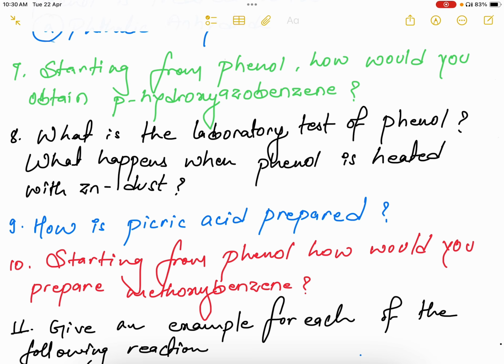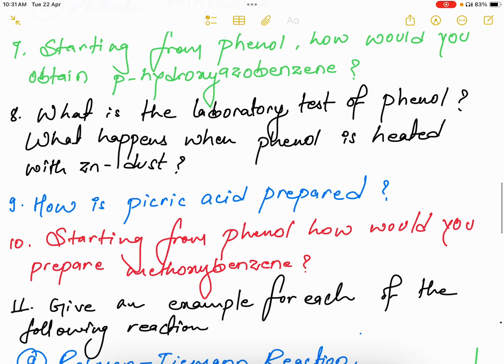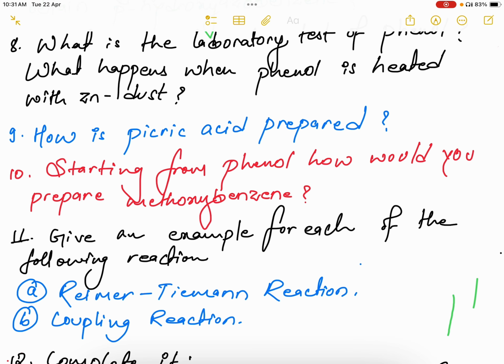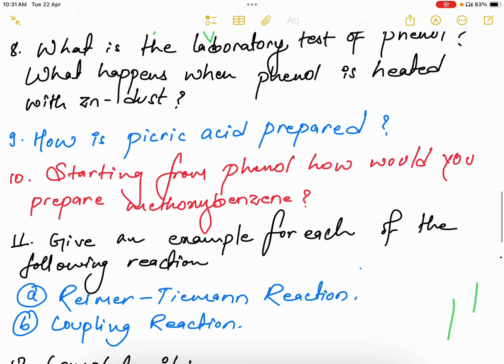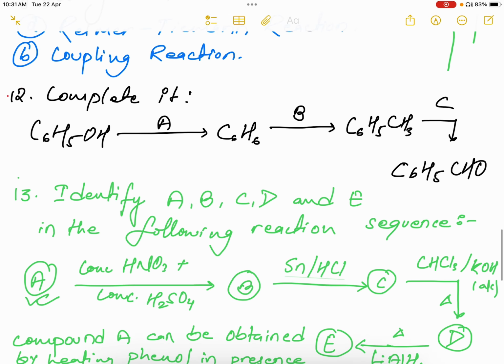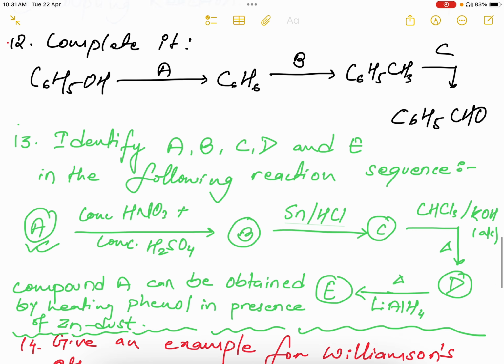So it gets converted into, okay, I missed picric acid. How is picric acid prepared? I'll just explain this one. Just wait a minute. Next, starting from phenol, how would you prepare methoxybenzene? We will be dealing with all those questions in the next video, or was it in the same? We have the Reimer-Tiemann reaction, coupling reaction, and some questions right over here. So kindly try them if you can solve them.